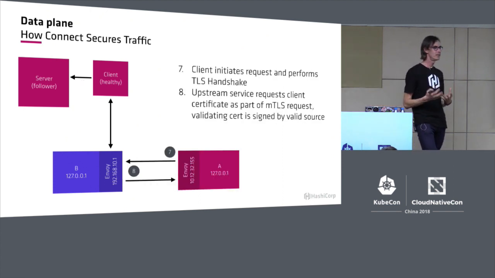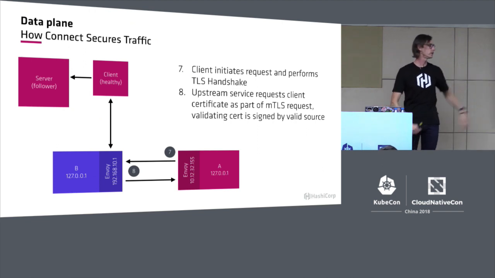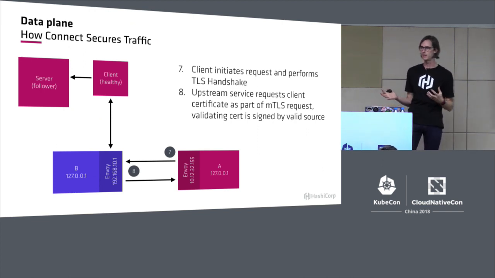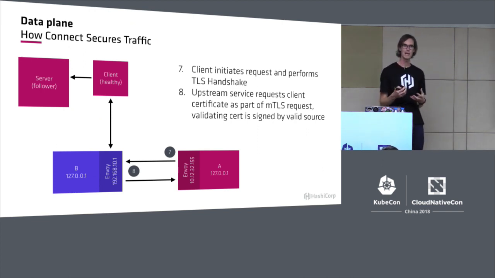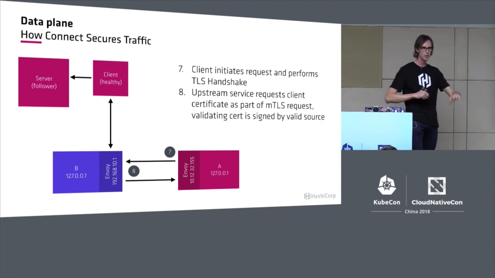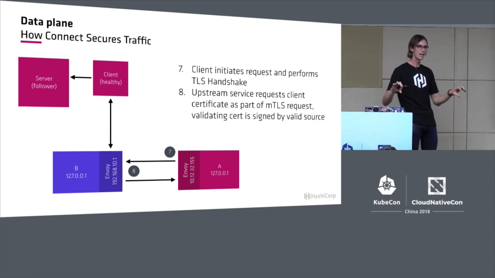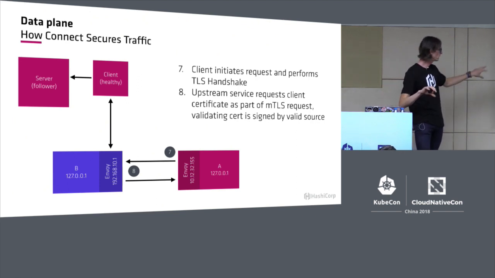In terms of when you get that connection, the client's going to initialize a connection. They're going to do a little bit of the TLS handshake. Envoy is going to request that the client sends its client certificate as part of the mTLS flow. That client certificate has the X509 SPIFFE identity encoded into it inside the URI SAN. And only if the certificate is signed by the right root will that connection be allowed.